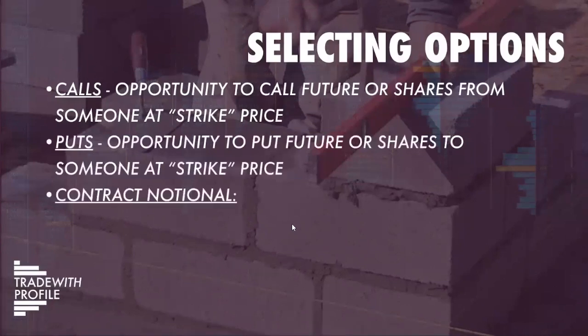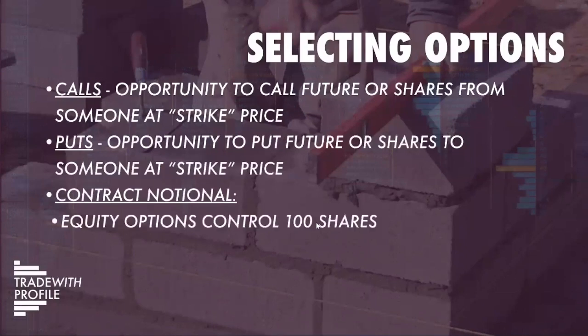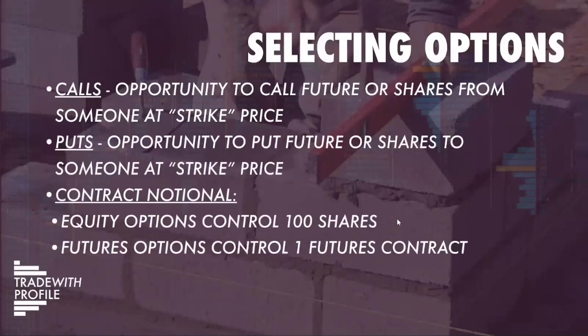Now, something to be mindful of when you're selecting options is also the fact that they have a notional. They control something bigger than themselves as part of the leverage: equity options control 100 shares, and futures options control 1 futures contract. So just know what you're controlling, because some strategies you actually want to take control of the shares or the future. So you need to know how much capital you need to have to cover that. That notional allows you to do that.